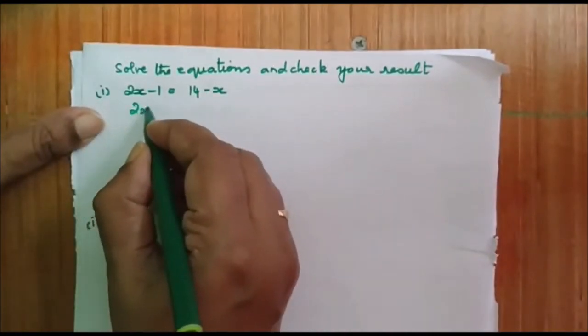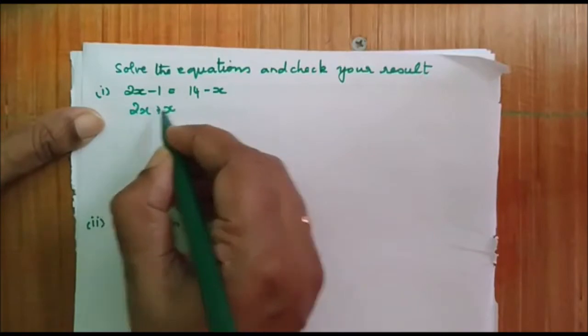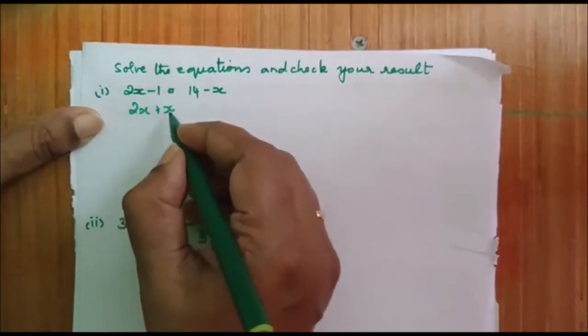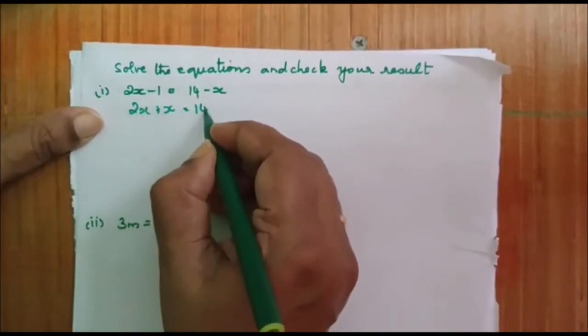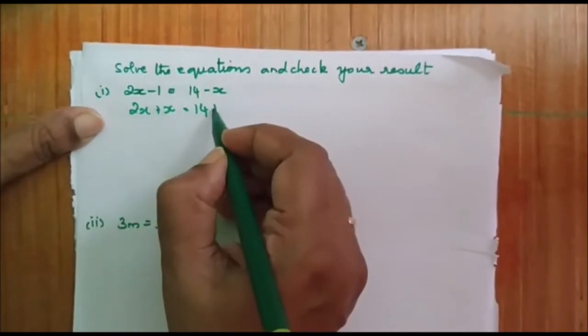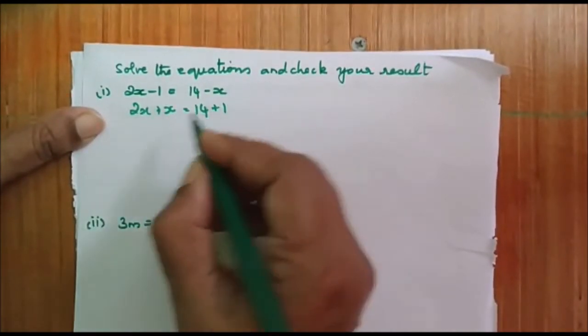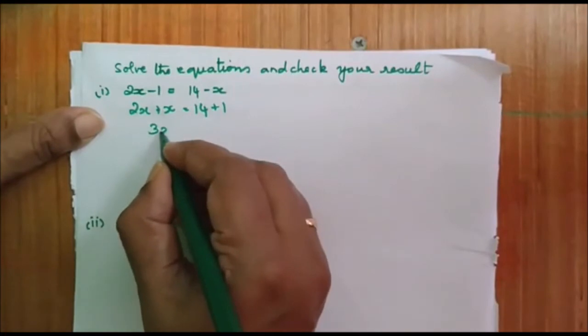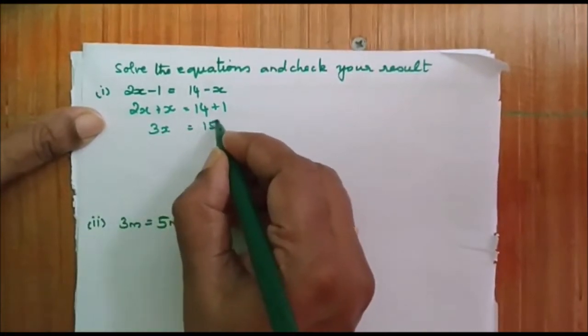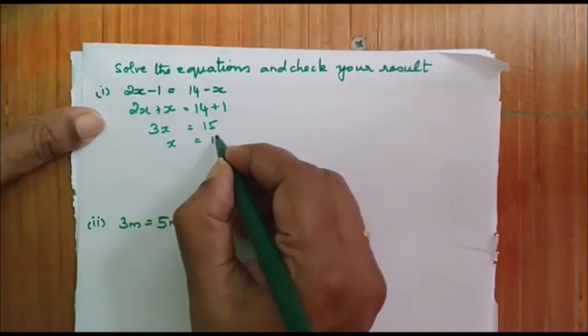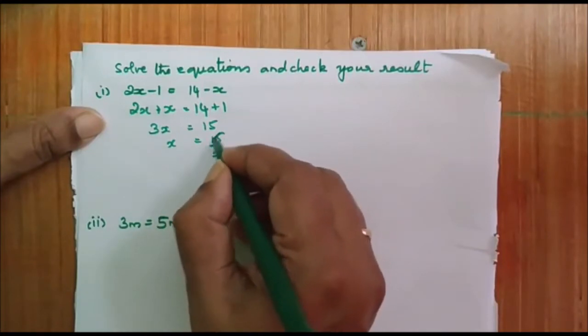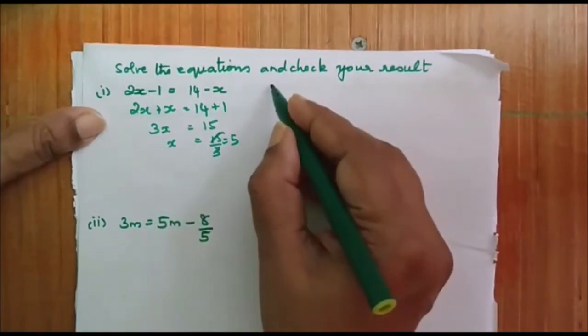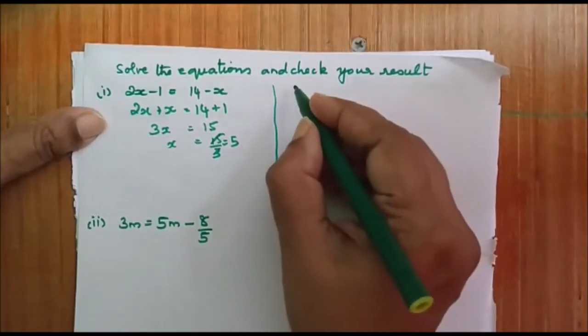I will bring the x terms to one side. When the minus x comes here, it becomes plus x, and 14 is here. I bring 1 to this side, it becomes plus 1. So I have 3x equals 15, or x equals 15 by 3, which is equal to 5. Now we will substitute it in this equation.